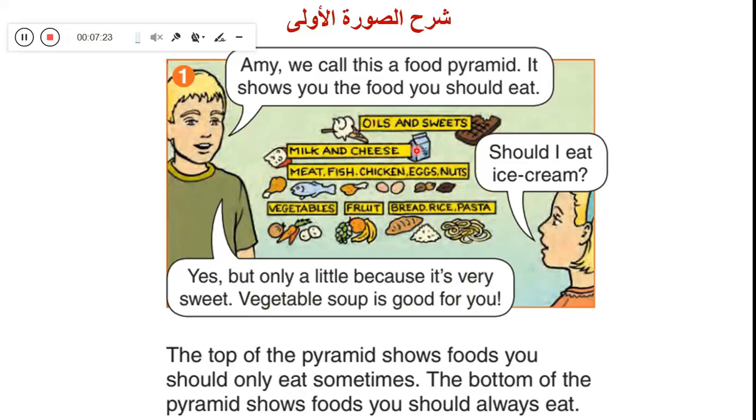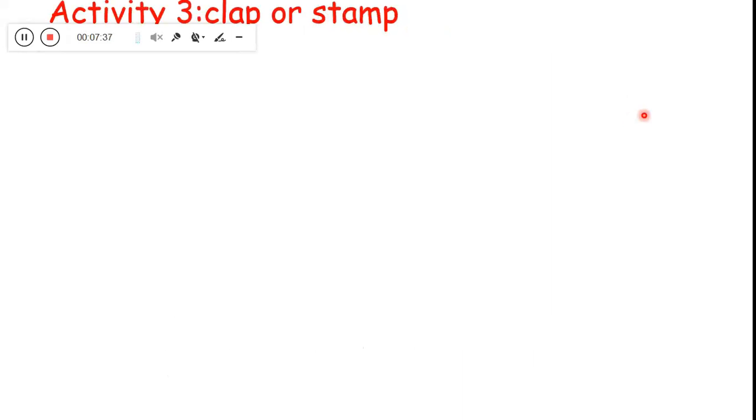That's it for picture number 1. Now we have a short activity about picture number 1. Let's see what it is. We will have a small exercise on this picture.